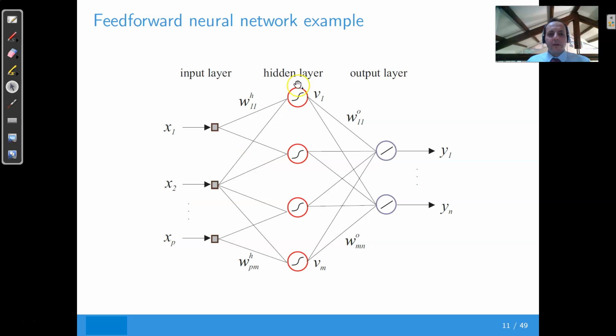In this case, as you can see here, it is not a constraint, so we can consider an arbitrary number of neurons in the hidden layer, and we have only the constraint that the number of neurons in the output layer is equal to the number of outputs. This is the only constraint in feedforward neural networks.